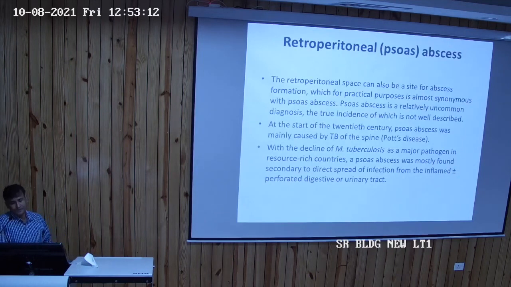Retroperitoneal abscess. The retroperitoneal space can also be a site for abscess formation, which for practical purposes is almost synonymous with psoas abscess. Psoas abscess is a relatively uncommon diagnosis. At the start of the 20th century, psoas abscess was mainly caused by TB of the spine, Pott's disease. With the decline of Mycobacterium tuberculosis as a major pathogen in rich countries, psoas abscess was mostly found secondary to direct spread of infection from the inflamed or perforated digestive system or urinary system.